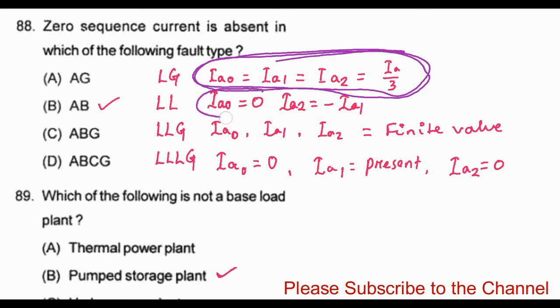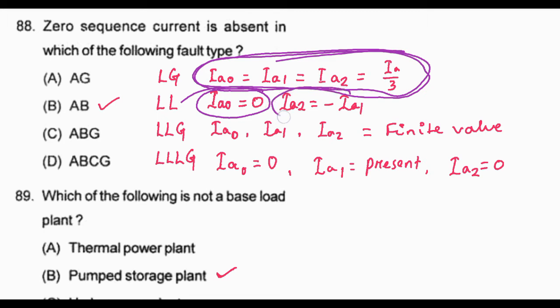zero sequence current is 0. IA0 will be 0, but the negative sequence will be the negative of the positive sequence. This is an important thing. So here the answer is this one. If we consider the double line to ground fault, all the three are present and all are having unequal finite values, unlike line to ground fault.